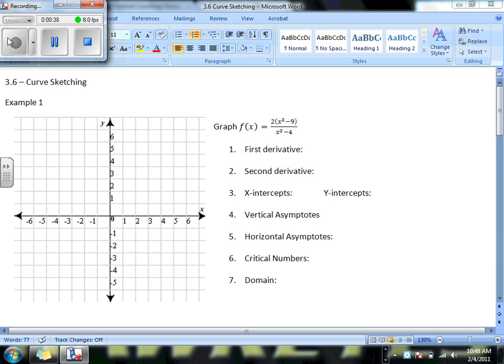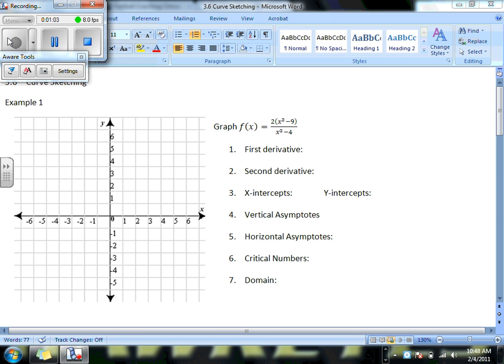I gave us a list of stuff that we need to find in order to help us graph these equations. Stay with me here because it's going to get messy. It's going to be long. And so when you're doing a problem like this, I would recommend clearing a big sheet of paper for this. It's going to take up quite a bit of space. But anyway, our first thing on our list is going to be the first derivative. So let's take the first derivative.